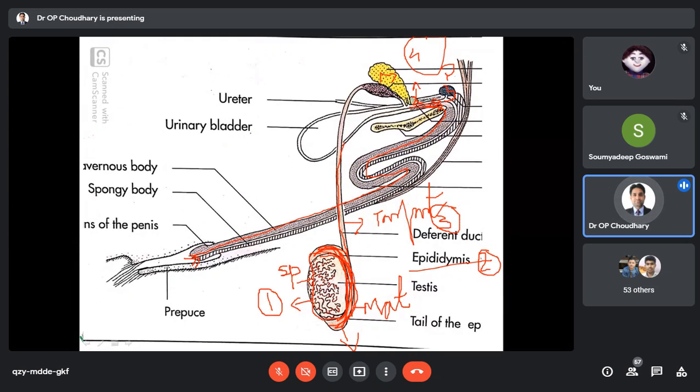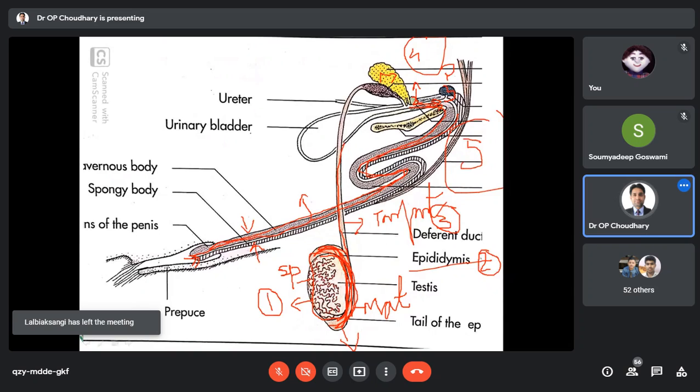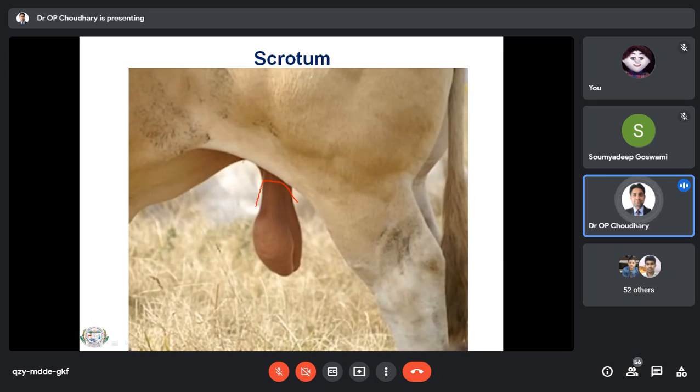And the last part of the male genital system is the urethra, number 5. This urethra is located inside the penis, between the two crura of the penis. The function of the urethra is the deposition of the spermatozoa in the female genital tract. So you can see here, this is the testis, and the testis is covered by skin, or a scrotum, and that I will discuss with you later on.